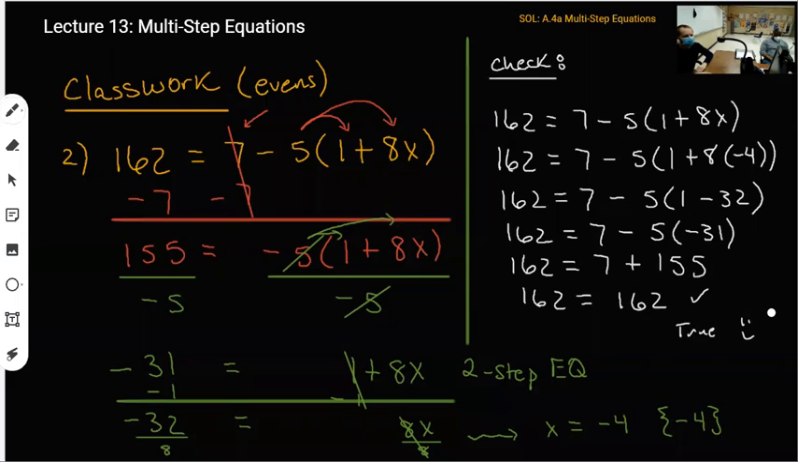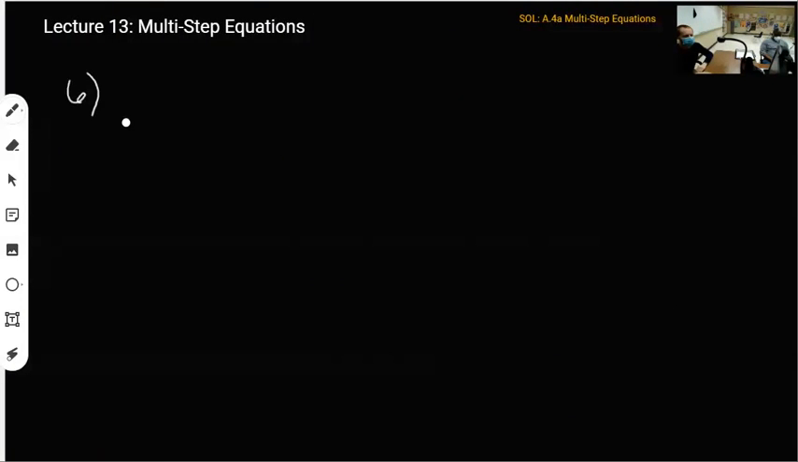Okay. Let's look at number 6 on the classwork. And then I'll call it a day after that. Number 6. So for number 6, it's kind of a long equation. They give me negative 4 times b plus 7 plus 2b, and it's equal to negative 24 minus 3b.